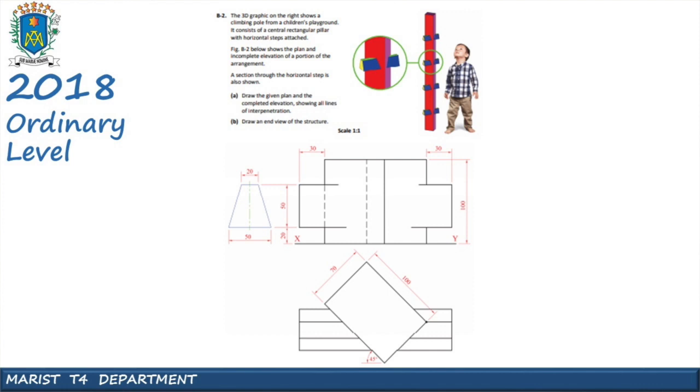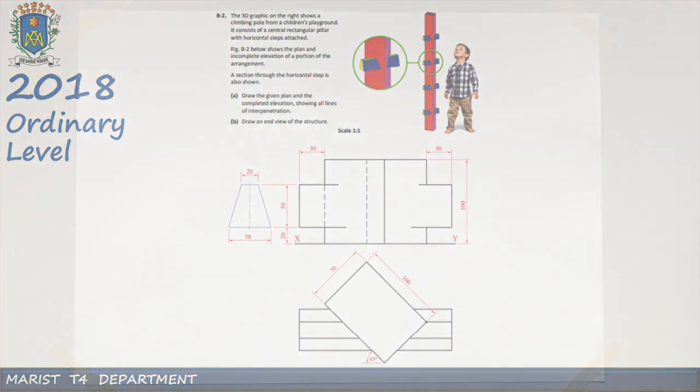Okay, so it's some type of children's playground climbing frame. So we've got a pillar coming up that's represented in red in the question, and then we've got these pegs that are represented in blue in the question coming through it. So we're going to actually start with a red pillar.